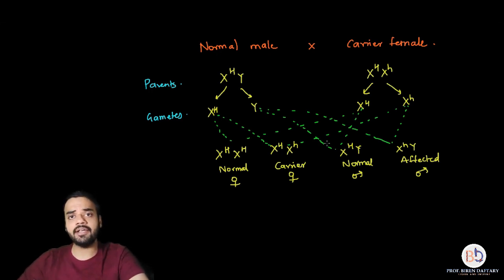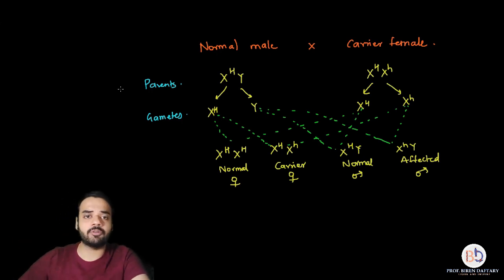So I hope you get it, right? In this way we can take many different examples, right? You have to know how to write the genotypes. Please remember, in the case of males, only two genotypes are possible. In the case of females, there are three genotypes which are possible.